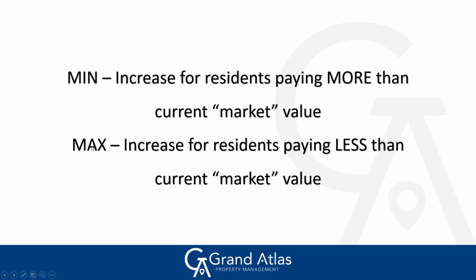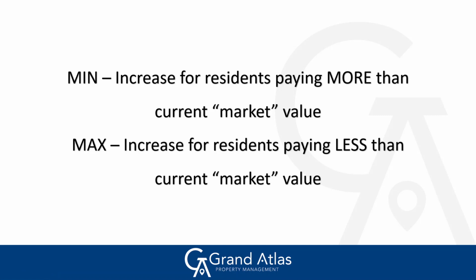The other parameter that we mess with is called the max percentage. Again, thinking about the title, max, you would think, well, this is the maximum amount we would want anybody to get an increase for, and that is not the case. The max parameter will apply to the increases for residents currently paying less than the current market value. So in other words, if somebody's under our current market value for their apartment, what's the maximum percentage that we want to increase them to get them closer to what that current market value would be? Okay, so this is all part of that strategic conversation that we're going to have with you every month.